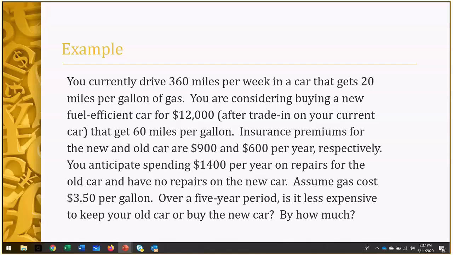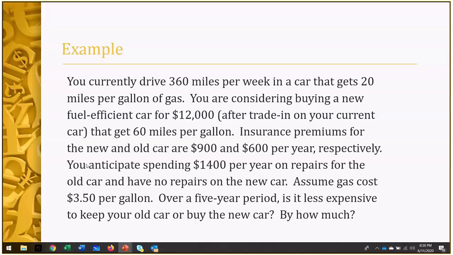So here it says you currently drive 360 miles per week in a car that gets 20 miles per gallon of fuel. That's your fuel efficiency, your gas mileage. You're considering buying a new fuel efficient car for $12,000 after you trade in your current car, and that one gets 60 miles per gallon. Insurance premiums for the new and the old car are $900 and $600 per year, respectively. If you're not sure what that means, respectively means that whatever this first price is goes with the first thing here. So the new is $900, the old is $600.